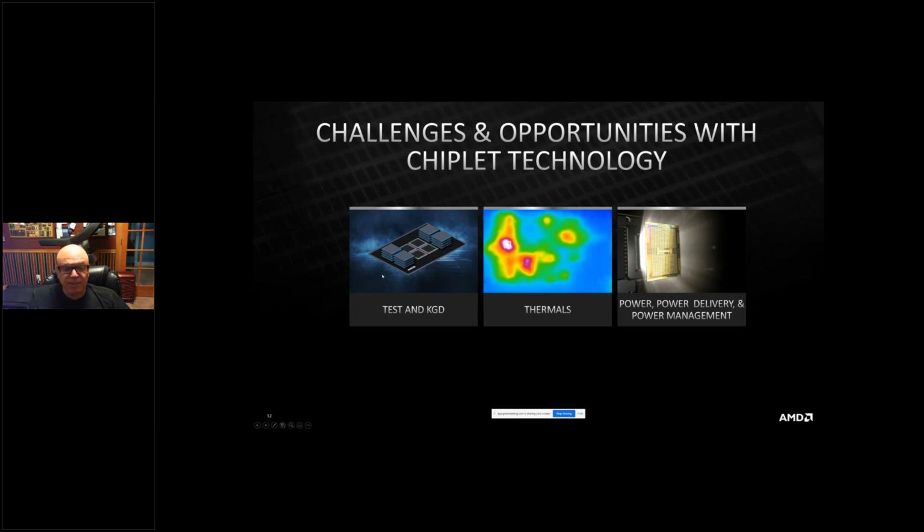I'm not going to talk too much about tests and KGD or thermals, but I'm going to focus a little bit here, actually, on some ideas on power delivery and power management and how to leverage the chiplet world to make that more compelling.